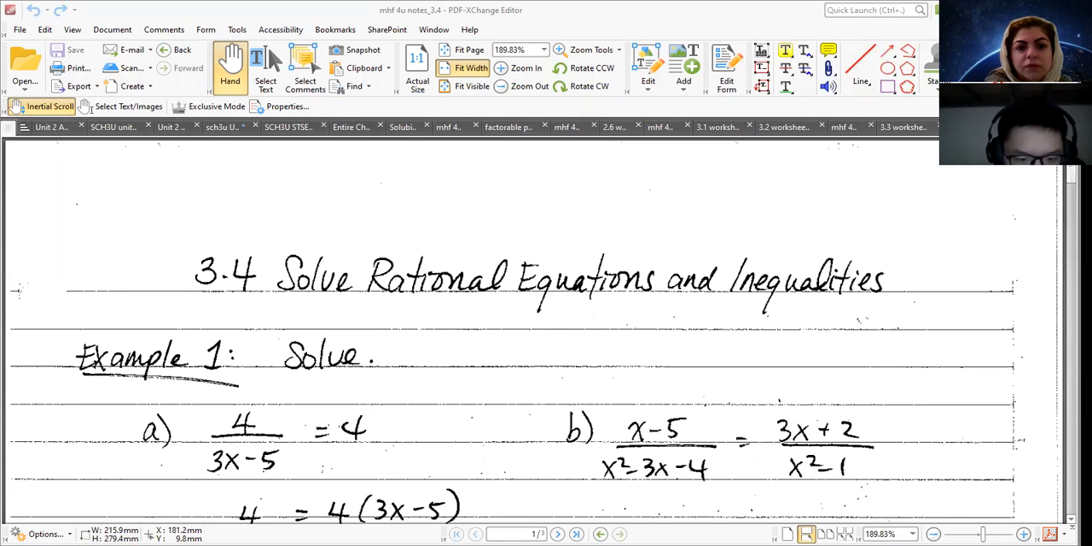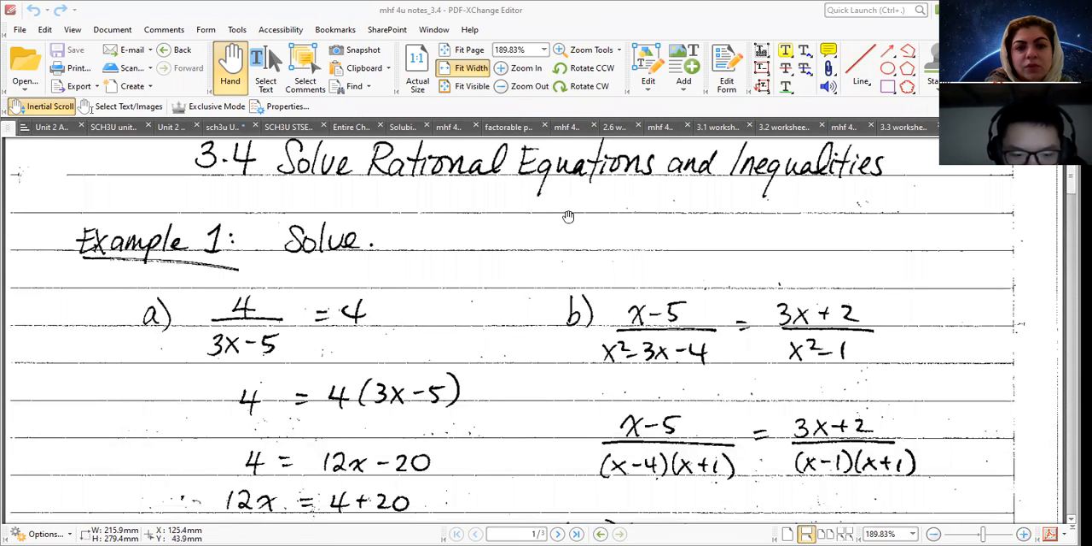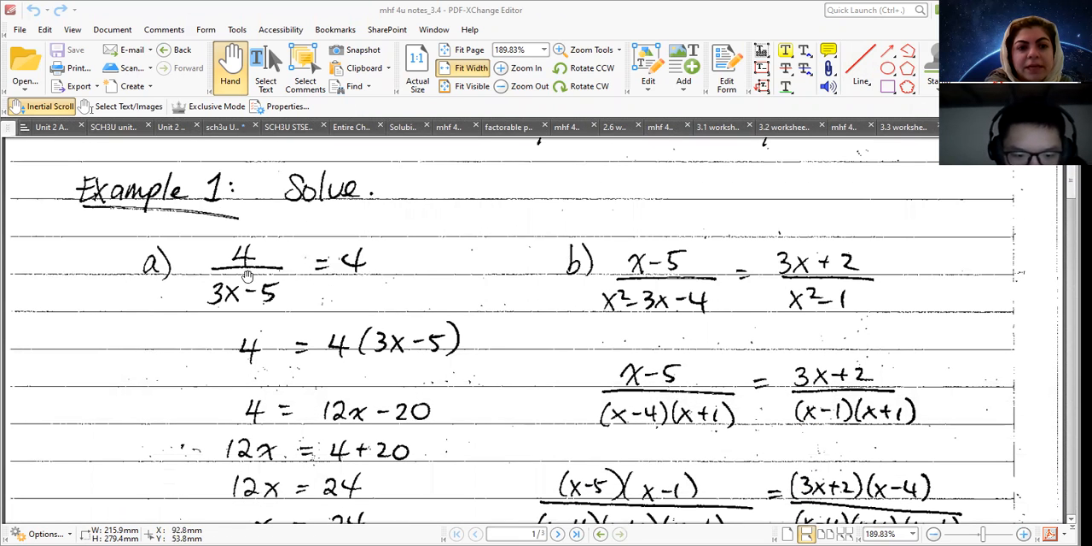Solve 3.4, solve rational equations and inequalities. We did polynomial inequalities and we did some equations. Now we do the rational. Rational, when you have something like 4 over 3x minus 5 equals 4.